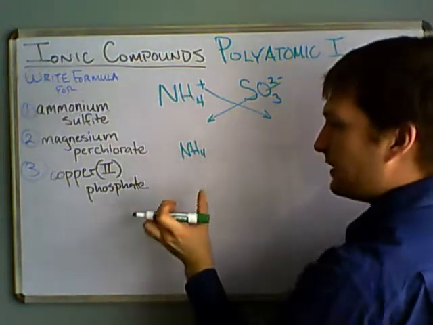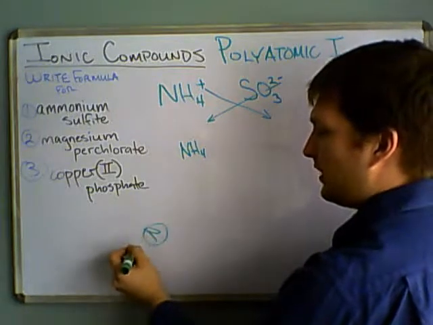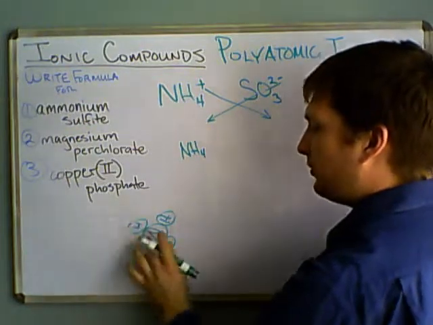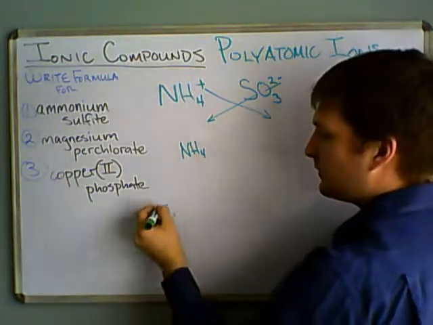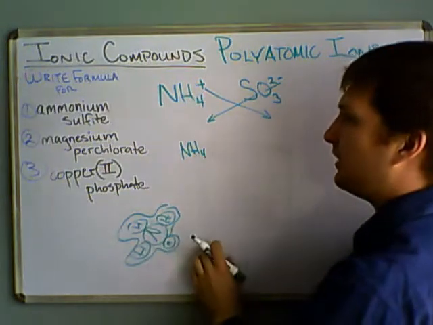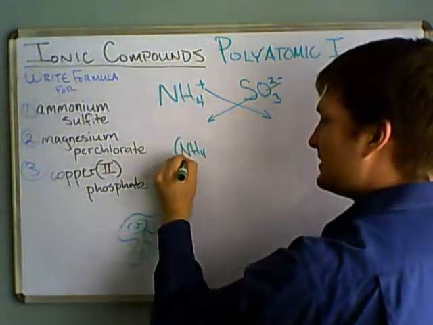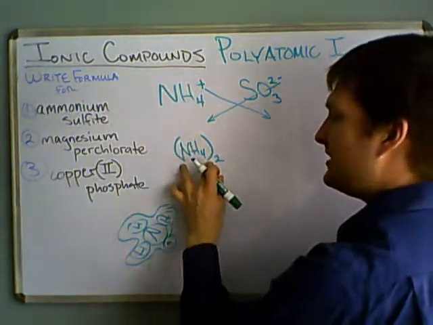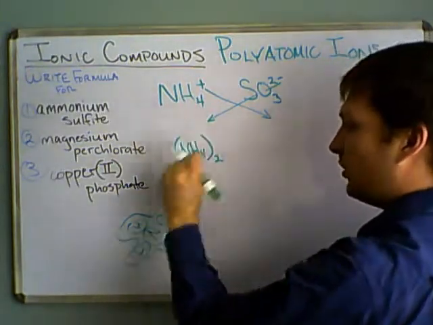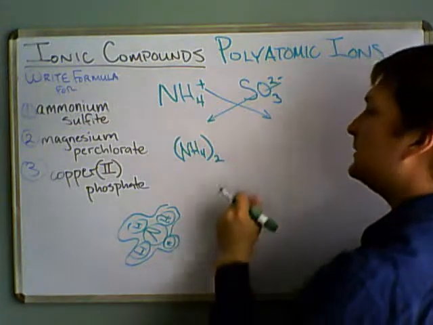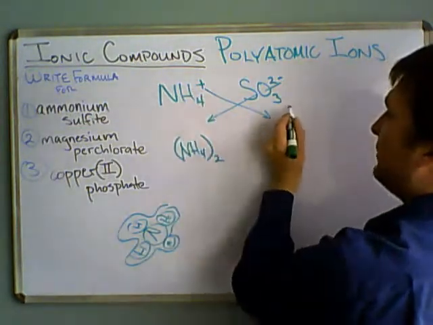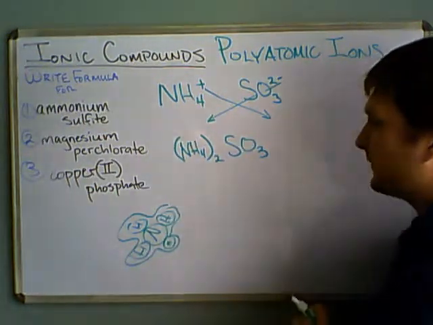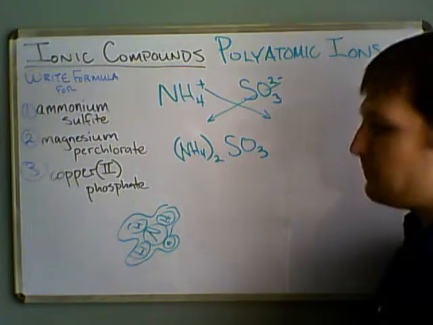Remember, this is 1 unit: a nitrogen with 4 hydrogens attached to it, and this whole thing behaves as 1 unit. To show that in our notation, when we write the formula, we put parentheses around it and then put the 2 down there. Whenever you see that, it's the ion, and it's all 1 unit, all bound together. Now we put a 1 down here, so we don't even need to show that. We'll just write SO3. So that's the formula for ammonium sulfite.